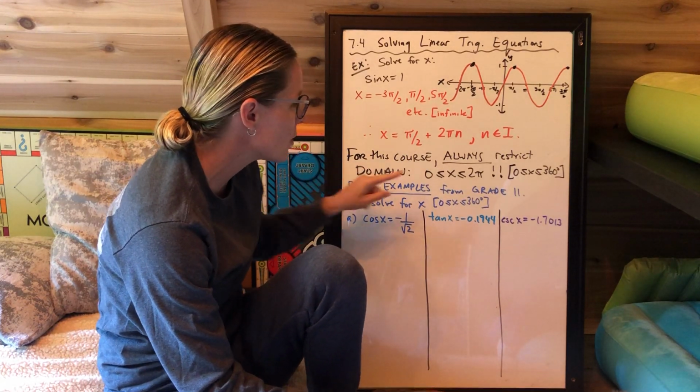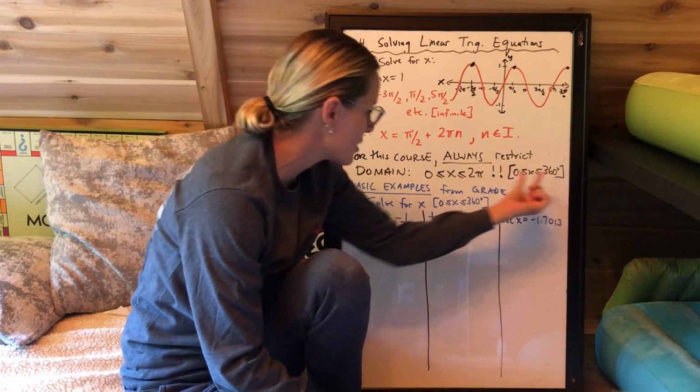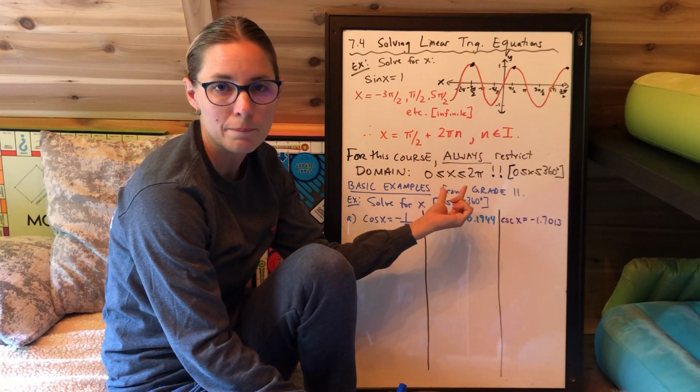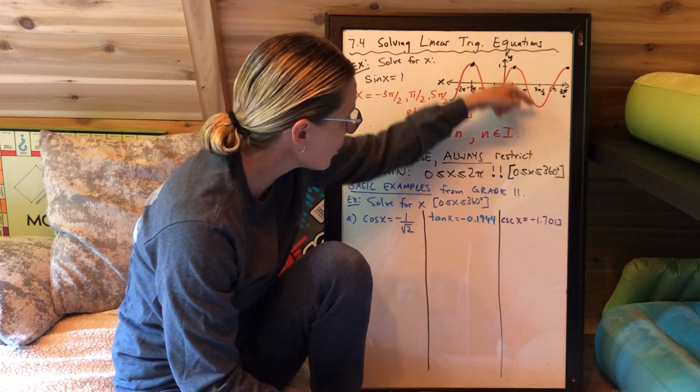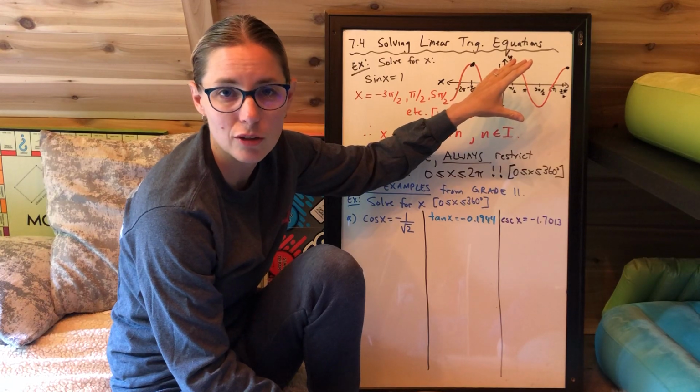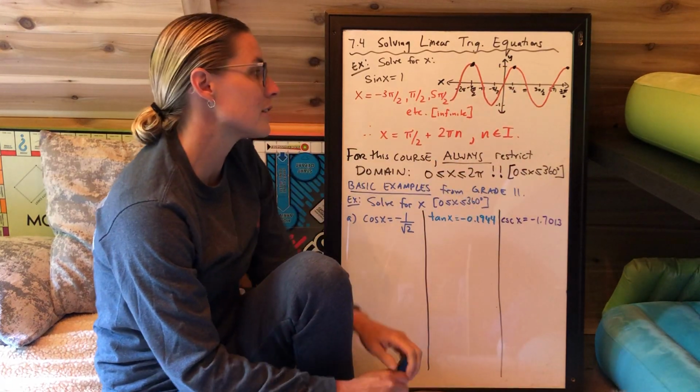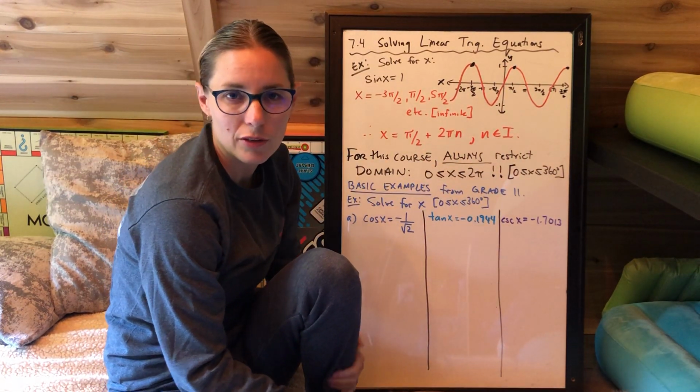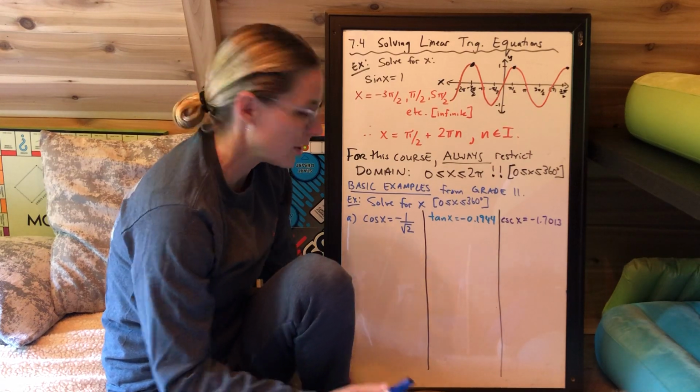For this course, always restrict the domain between 0 and 360, which is the same as saying 0 and 2 pi. Okay, that's either one cycle when you look at it in terms of sine or cosine, or it's going to be one revolution around the axis when you're looking at it in terms of radial arms.